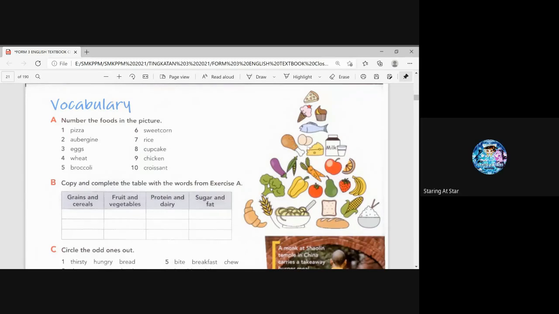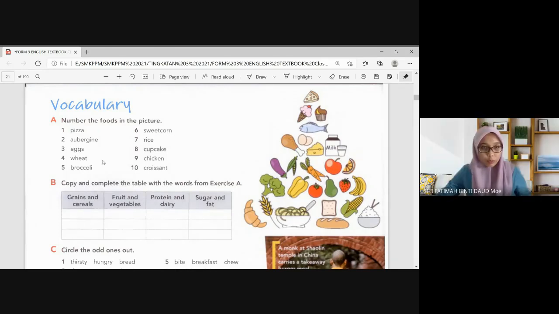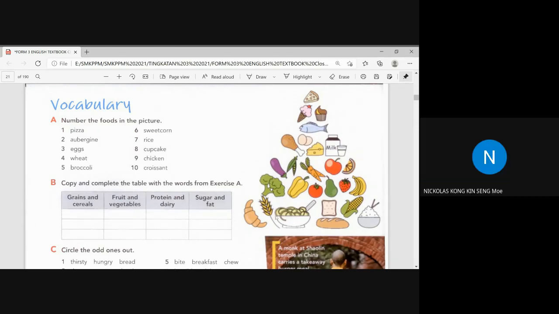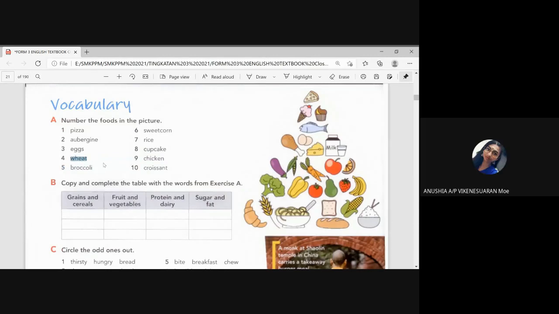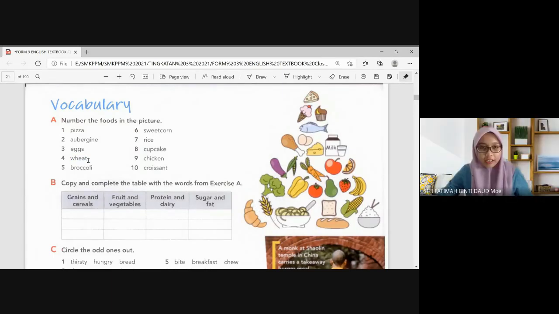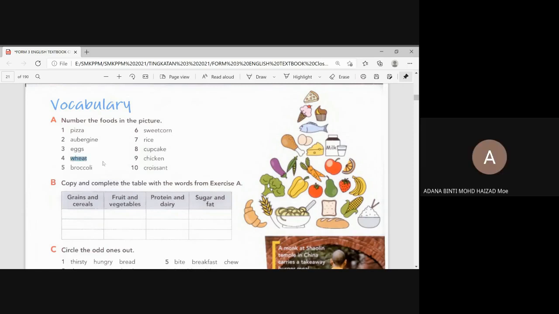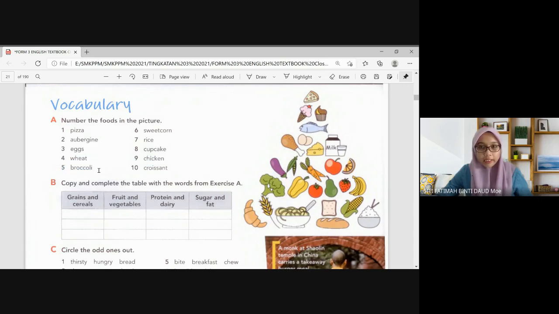Eggs are protein side. Okay, here is the eggs. Okay. What about wheat? It's at the down. Second item from the left. This is wheat. Where is wheat? Something that is used to make that. Gandum. Oh, gandum. Wheat is gandum. Okay. The rice that you eat, the oat. Okay. Anything lah. Tepung.